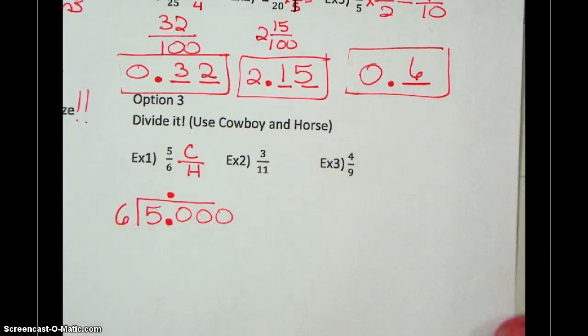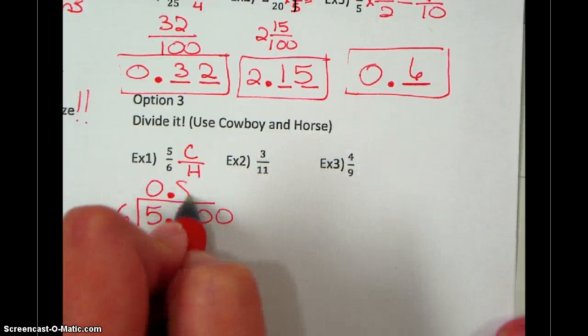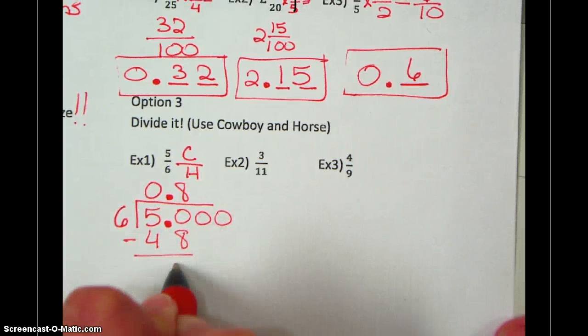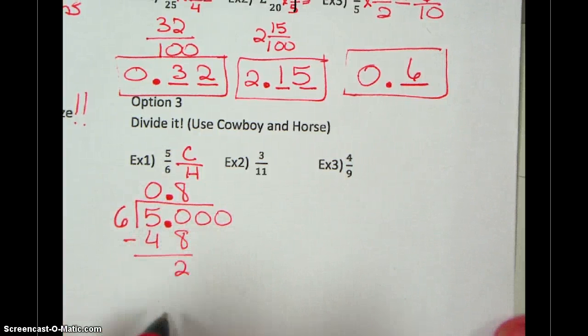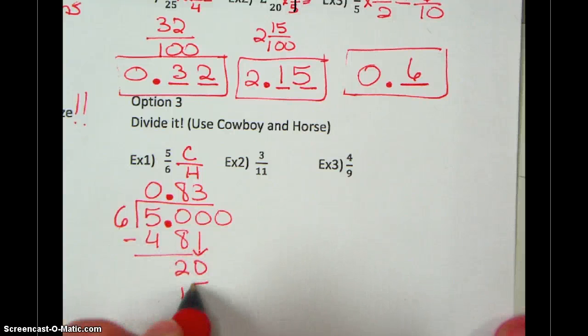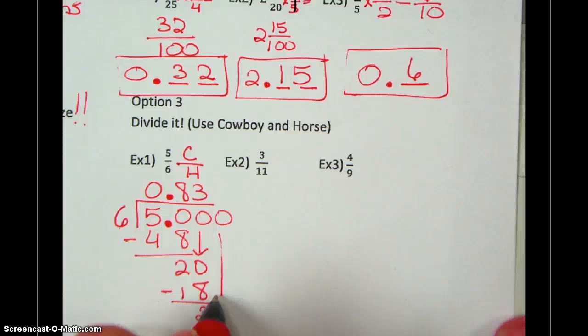Now, as I start dividing, 6 cannot go into 5, so I'm going to put a 0 at the top. 6 into 50, 6 can go into 50 8 times. 8 times 6 is 48. Subtract, remainder 2. Now, I've eaten a donut. I'm going to eat another donut because I'm more hungry. So 6 into 20 goes in 3 times. 3 times 6 is 18. Subtract, remainder 2. I'm going to bring down again, another 0.